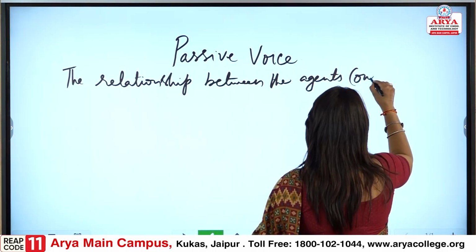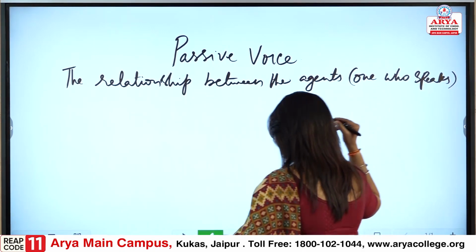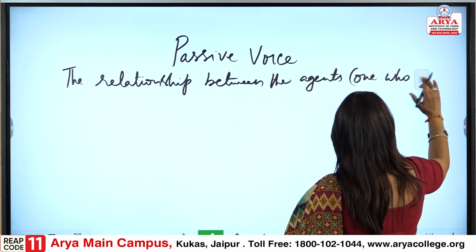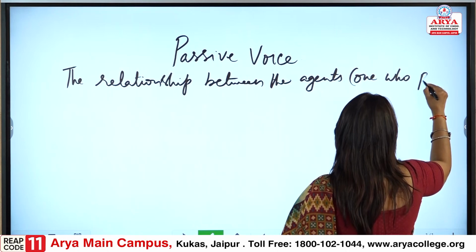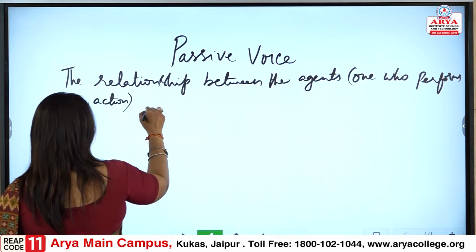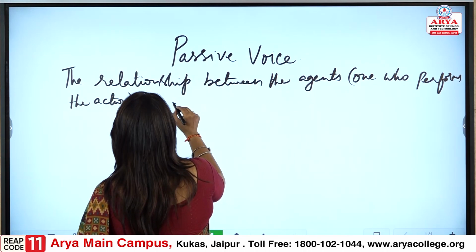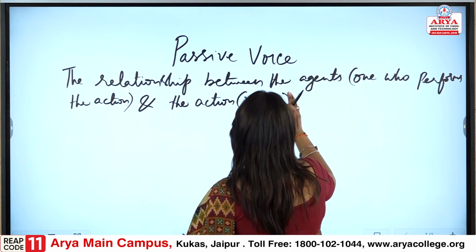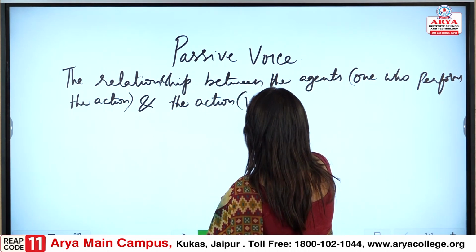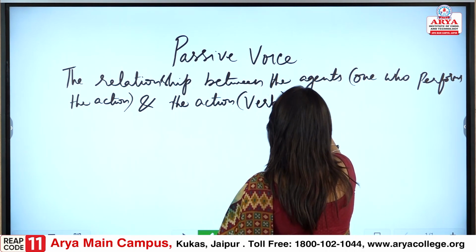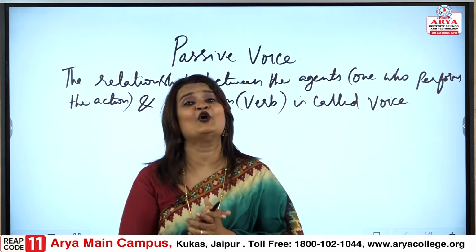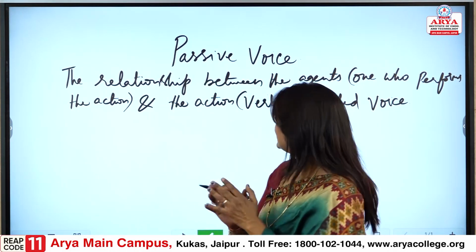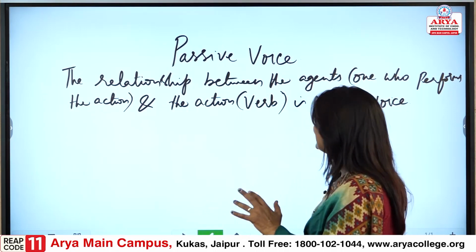The agents: the one who speaks, or you can say the one who performs the action. Yes, let us take it this way: one who performs the action, and the second one is the action, that is the verb, which is called the voice. This is the first thing that we all need to remember.